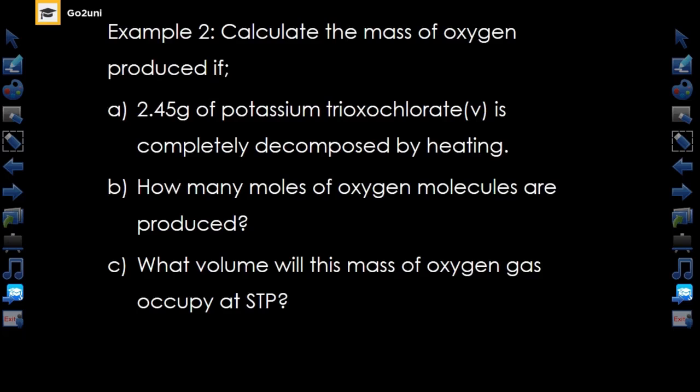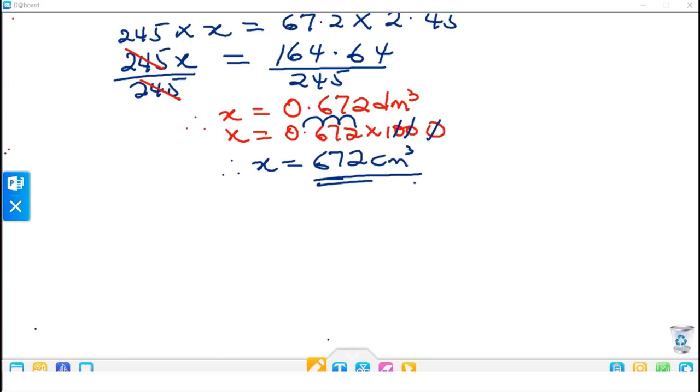So looking at the first part of the question, to calculate the mass of oxygen gas that will be produced if 2.45 grams of potassium chlorate is completely decomposed. If you look at the question, you observe that it is quite similar to what we just did in the first example. In that example, we have our equation already balanced, and we have 2 moles of potassium chlorate against 3 moles of oxygen gas.